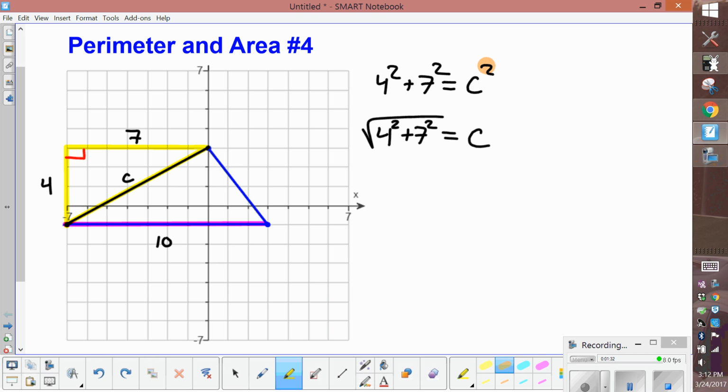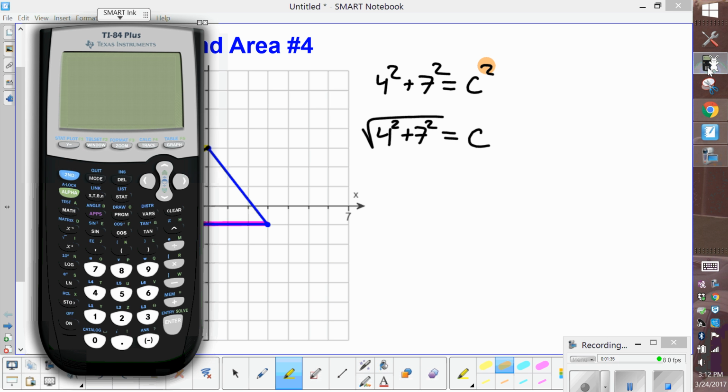Okay, we can go ahead and type that in our calculator, get an approximate answer. We type the square root of 4 squared plus 7 squared, close your parentheses, and we get roughly 8.062 on and on. I believe the answer asks us to round to the nearest tenth, which is 1 decimal place, so we'll say 8.1.